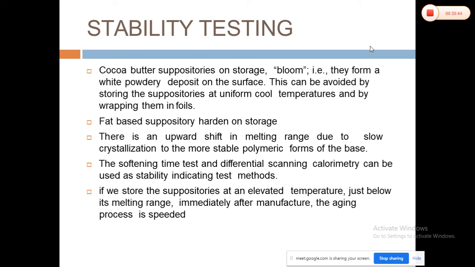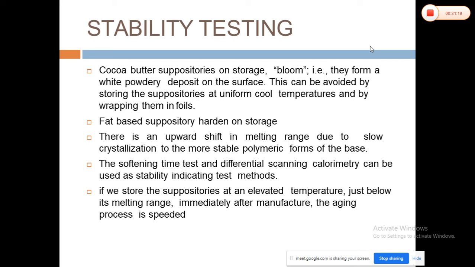There are accelerated stability studies there. You can elevate the temperatures also, so that we can study here. The softening time test and differential scanning calorimetry can be used as stability indicating tests here. So softening time that we have checked. As a standard, we know our suppository has to be made at specific temperatures. Suppose a temperature difference occurs, that means the stability of your suppositories gets affected by any of the factors.